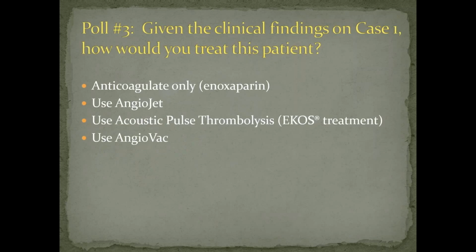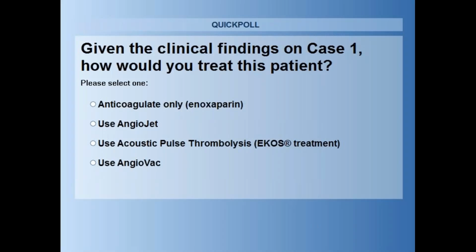So once I saw this, I was thinking in my mind, how do I approach it? With that said, I'm going to throw that out to all of you now and poll everybody to see how they would approach this particular patient. Generally speaking, after seeing this, how would one approach this patient? With anticoagulation alone, AngioJet, with EKOS, acoustic pulse thrombolysis, or AngioVac? Again, I'll give about 10-15 seconds for people to answer.